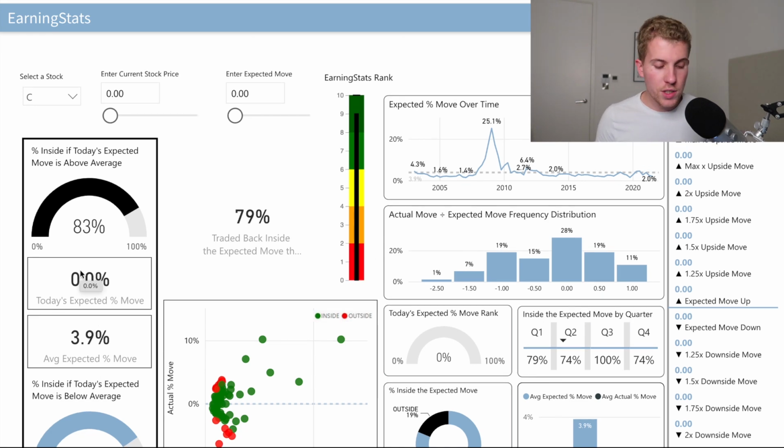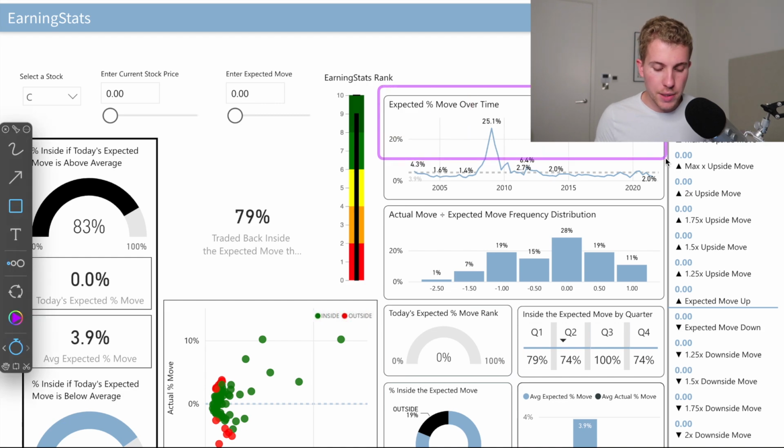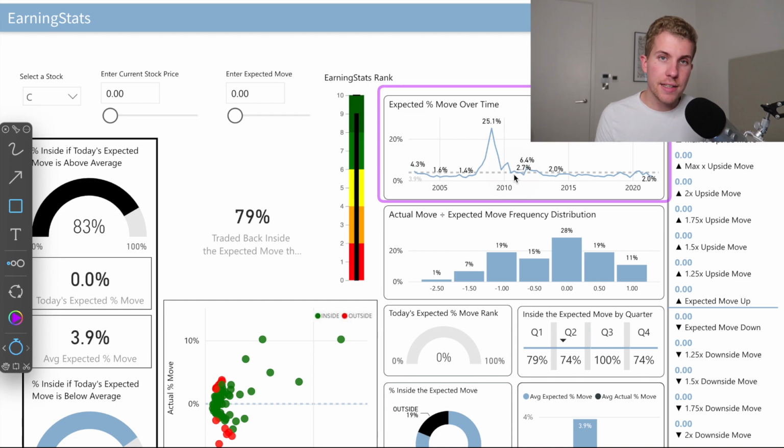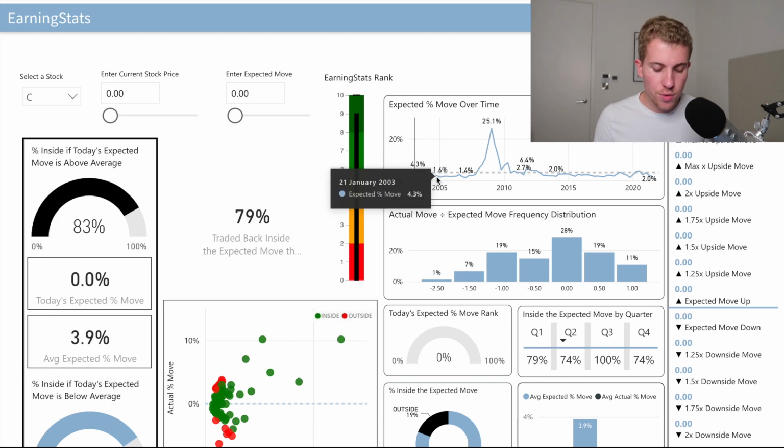For example, once you have chosen the stock C, you can see that you have the expected move over time. What that means is that you can see how the expected move of Citibank during its earnings has been evolving over time. For example, you can see that in 2005, it was around 1.6%, meaning that we expected a move of 1.6% of the stock price, either up or down.